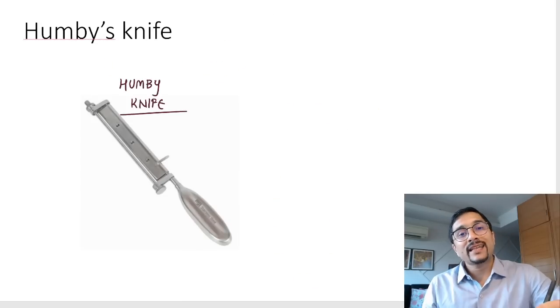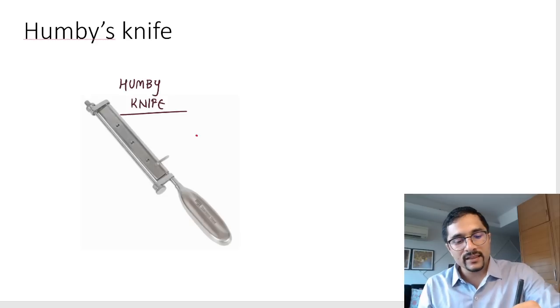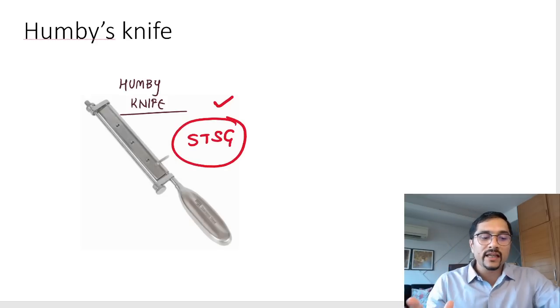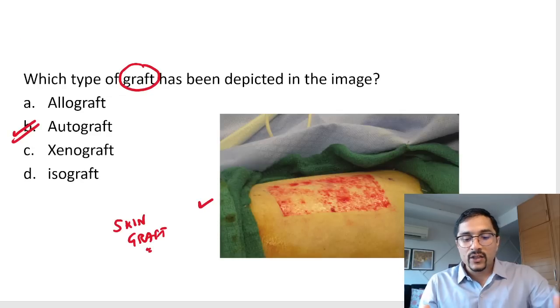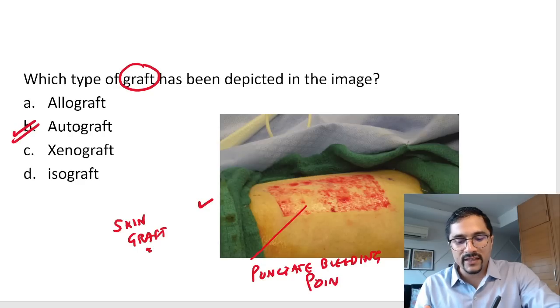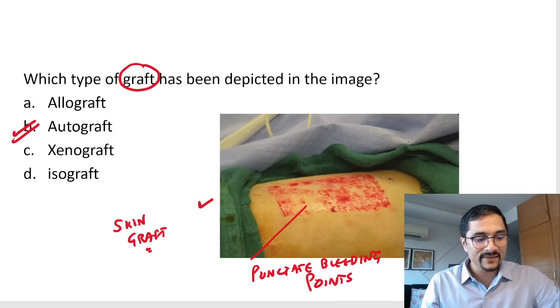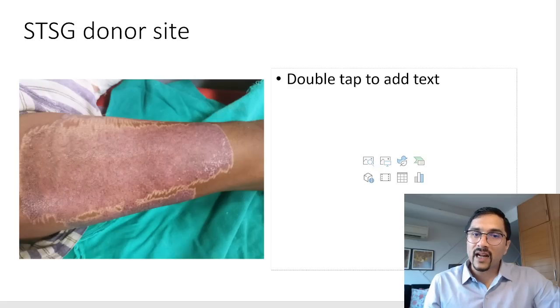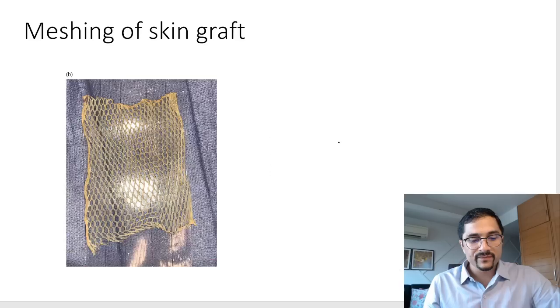Humby's knife is used for which grafting? Correct, split thickness skin grafting. This has been asked many times. And if we raise the graft of the right thickness, you will see these punctate bleeding points. These punctate bleeding points will be seen. That means we've raised the graft of the right thickness. So you can see here the punctate bleeding points, and when the graft site heals up, you can reuse it for skin grafting again.